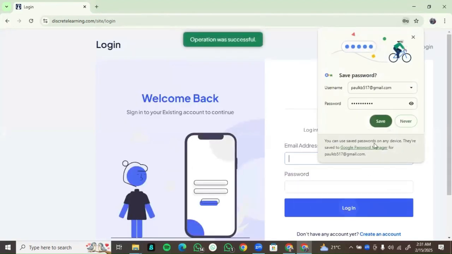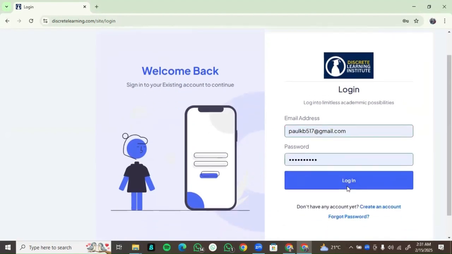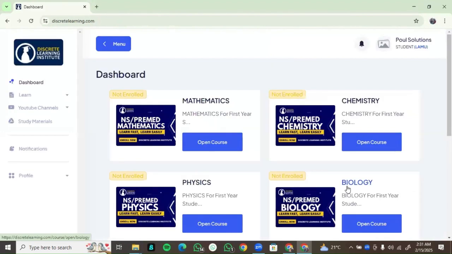Okay, so I've made an account. So now I can use those details to log in. So you type in your email here that you used to make the account and the password there. Okay, and then you click on login. Right, so you wait for it to load.